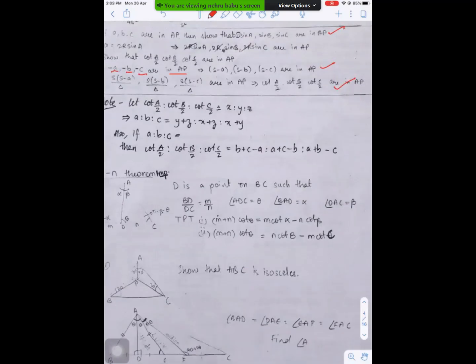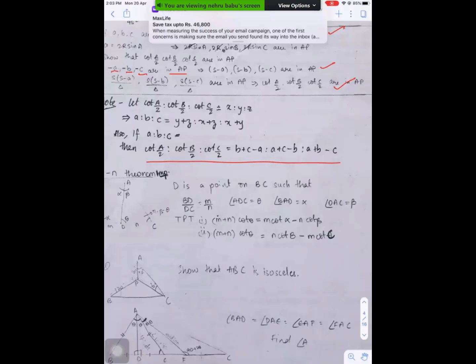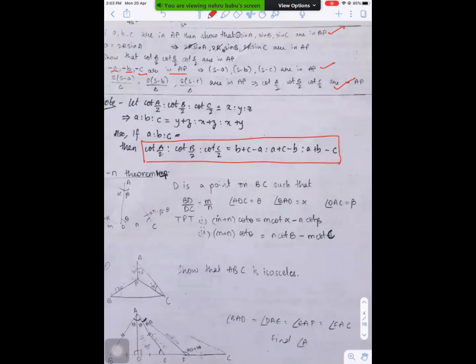If you know the A is to B is to C sides ratio, then the cot A by 2, cot B by 2, cot C by 2 value ratio is always that of S minus A, S minus B, S minus C, so S by delta is cancelled. S minus A means (B plus C minus A) by 2. S minus B is (A plus C minus B) by 2. And (A plus B minus C) by 2. These three things.